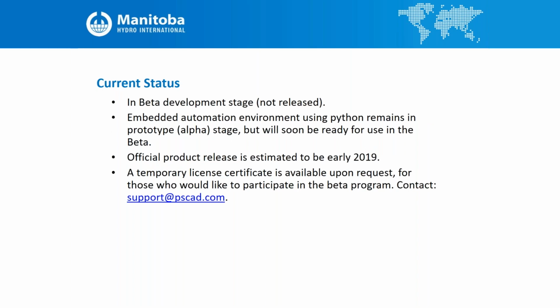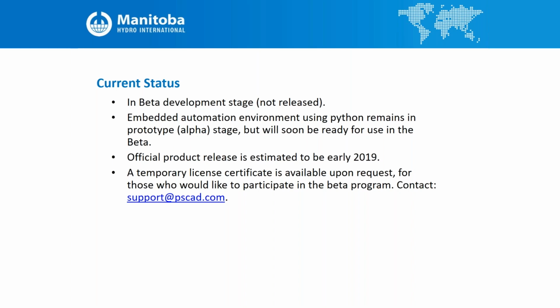So the current status of the software: we're still in beta development stage, meaning that it's available for people to have a look at if they like, as we continue on with development of it. The embedded automation environment that I mentioned previously is still in alpha stage of development, but hopefully it'll be ready soon so that we can get it into the beta and the beta testers can start using it for us. We are hopefully wanting to release the product in early 2019. That's the plan at this point.